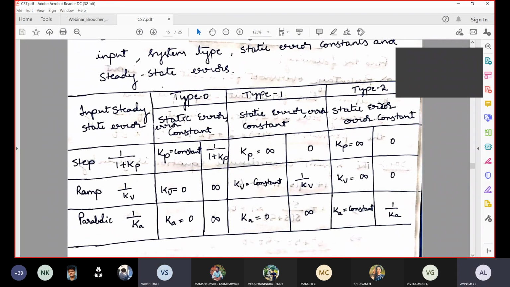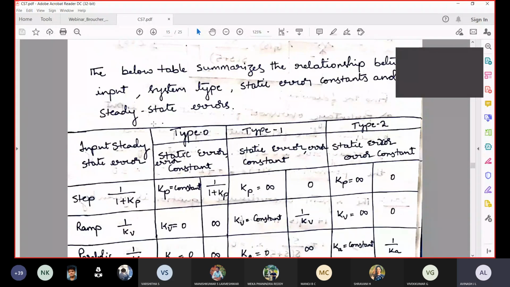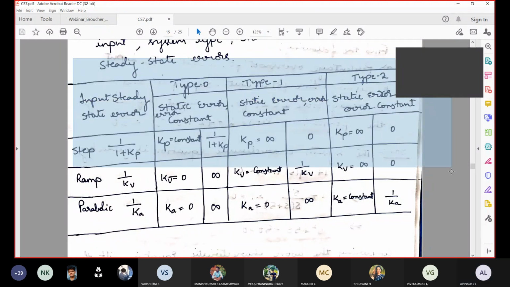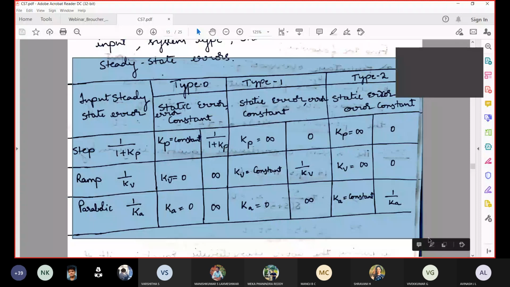So now we can write the summary. The summary of today's class, you can write in this particular table. After taking this table, you can all leave the class.